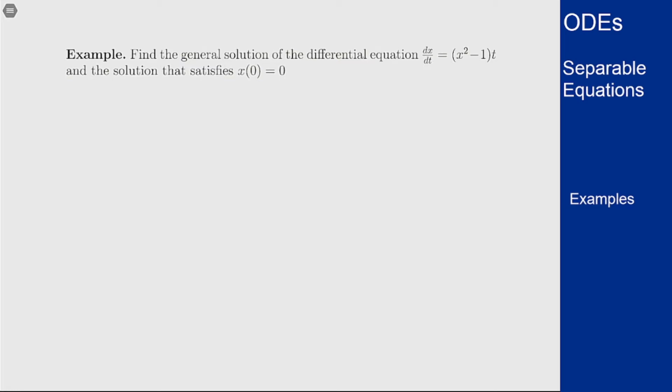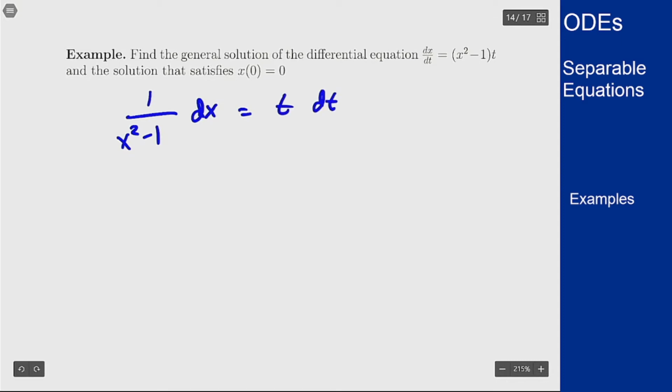For this example, we want to find the general solution of the differential equation dx/dt = (x^2 - 1)t, and the solution that satisfies x(0) = 0. So this is separable. I can move the x^2 - 1 to the other side of the equation and get something that looks like 1/(x^2 - 1) dx = t dt.